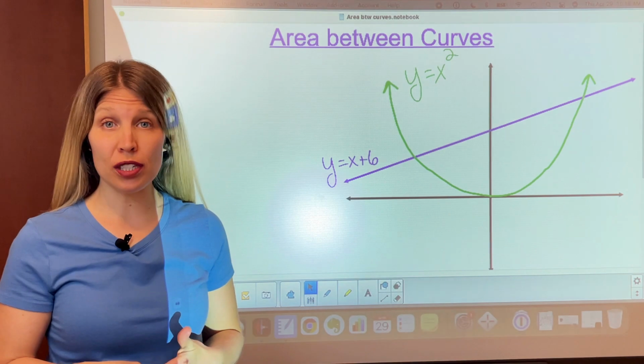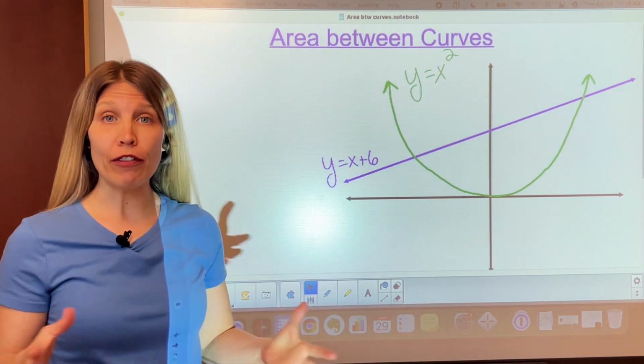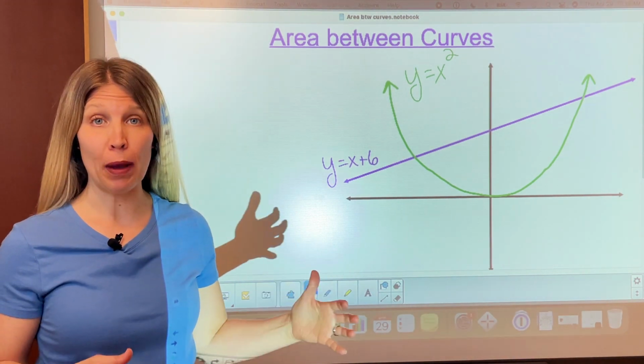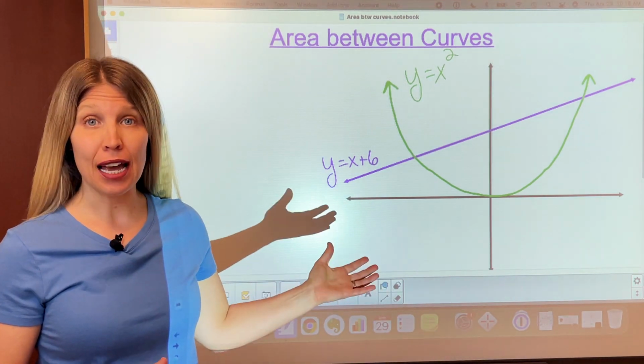The very first thing you have to do when you're given your functions is graph them. So graph them on your calculator and then go ahead and sketch a graph of them on your paper. It is way easier if you're showing your two functions on the paper.